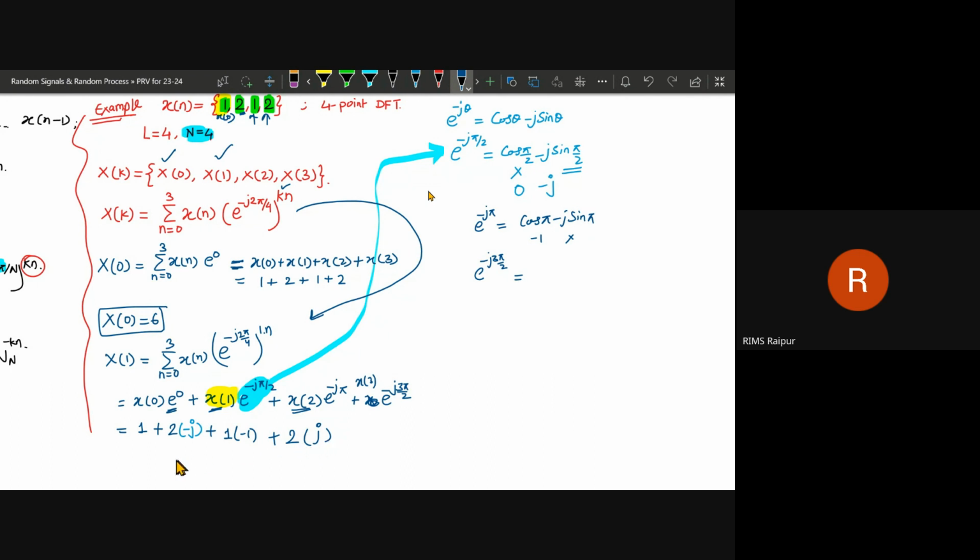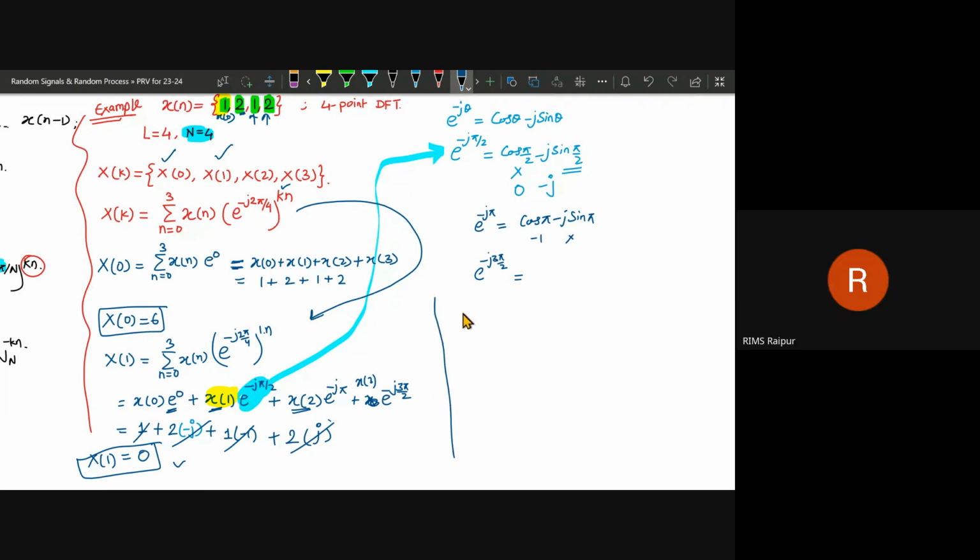Okay. So when you simplify this, tell me what is the value of x of 1? These two terms get cancelled. Similarly, these two terms get cancelled and you will get 0 here. Correct? Is there any doubt at this point? No, sir.